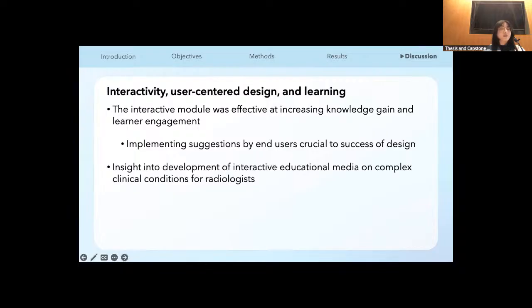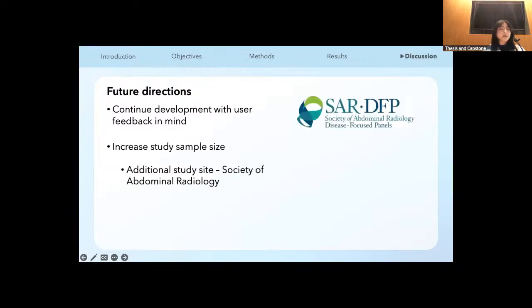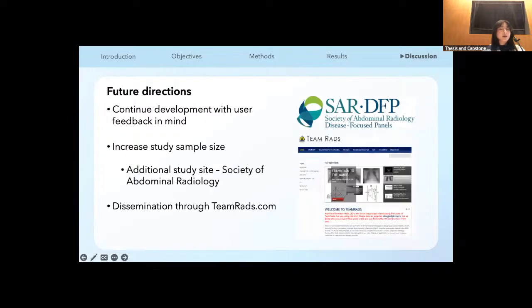clinical conditions for radiologists. Such interactive aspects of this project that were noted for being particularly helpful were the opacity sliders and the annotated scrollable case studies. Future directions include continued development on the module now that we have user feedback from the study, as well as increasing the study sample size. An additional study site is underway through the Society of Abdominal Radiology. We also plan to distribute the final module through teamrads.com, which is a learning website hosted by Johns Hopkins Radiology.